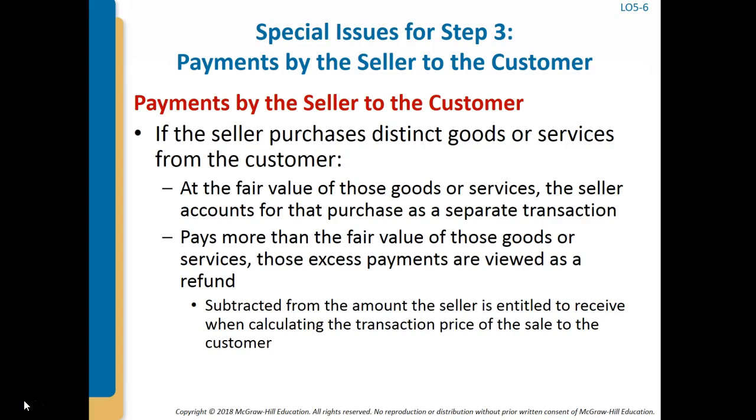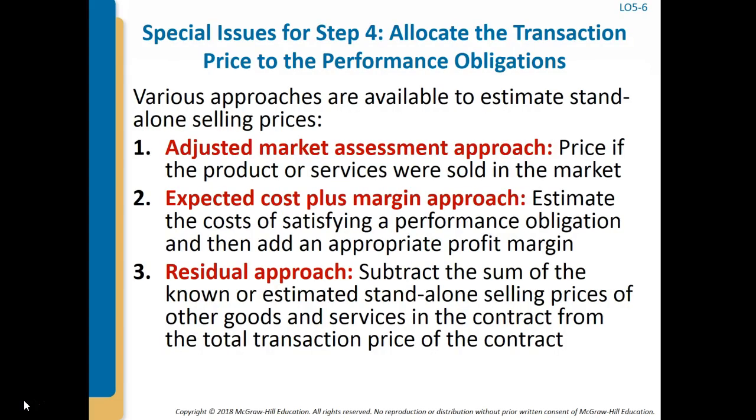Another transaction price complication occurs when, in addition to selling goods or services, the seller buys goods or services from the customer. If the seller purchases distinct goods or services from the customer at the fair value of those goods and services, we account for that purchase as a separate transaction. But if the seller pays more than the fair value of those goods and services, then the excess payments are viewed as a refund. They are subtracted from the amount the seller is entitled to receive when calculating the transaction price of the sale to the customer.